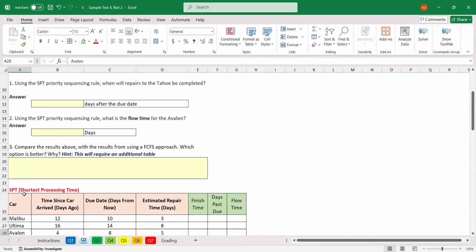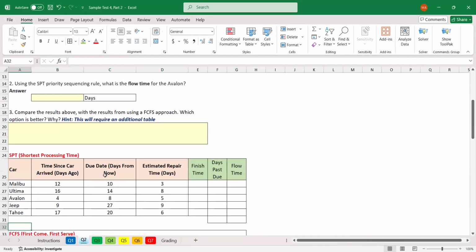Okay, so let's go ahead and start. And I'm going to do this down here. You're going to need to add an additional 3 columns to be able to answer this question. So you need to know for each car, if they started repairing it at a certain time, when do they finish repairing that vehicle? Will it be past due? And what's the total amount of time that car is going to be at this auto repair shop? That's your flow time.